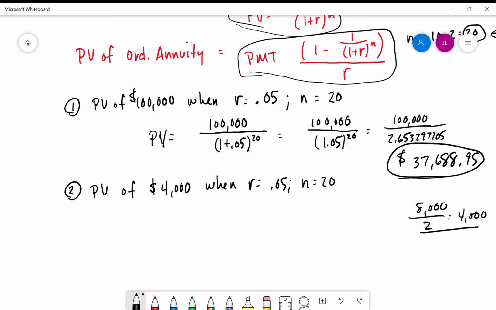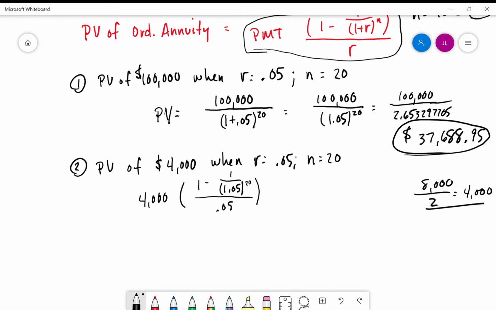So when we set this up, we're going to be looking at 4,000 multiplied by 1 minus 1 over 1.05 to the n power, and this whole thing is over our rate, which, as we said, was 0.05. So let's look at what we have here. Let me change this in. We want to change that to our 20 periods.